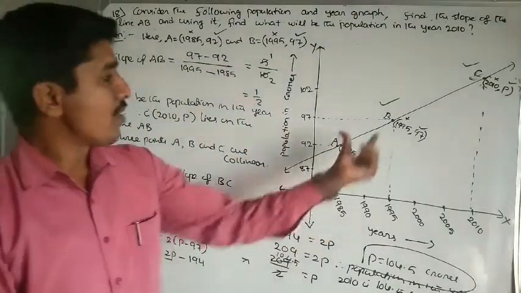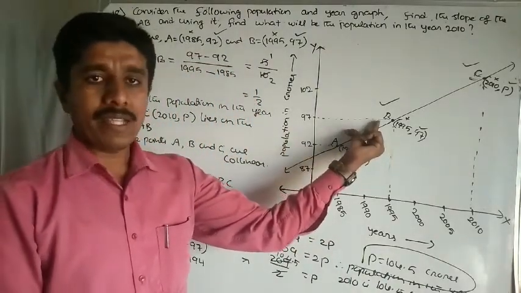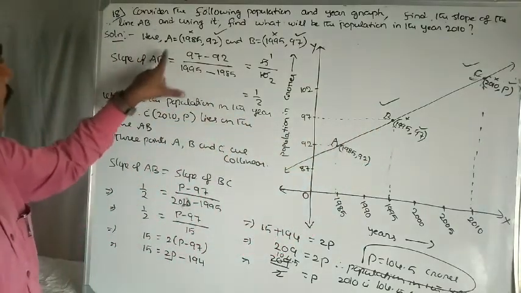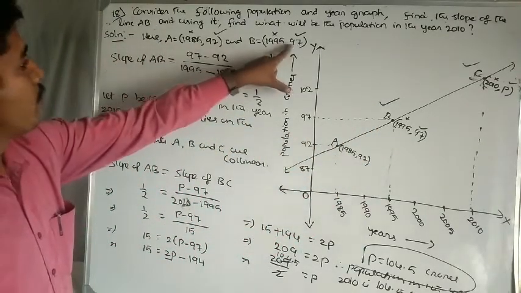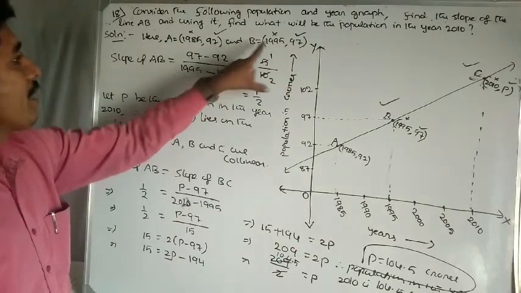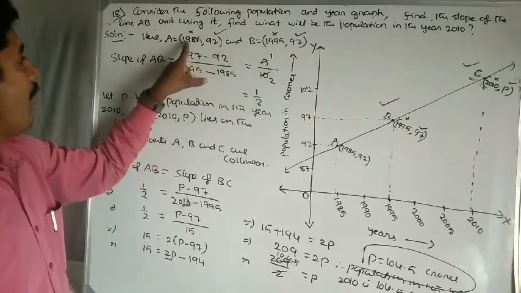Very easy problem. First find the slope of the line AB by using the slope formula. Slope of AB equals y2 minus y1, 97 minus 92, divided by 1995 minus 1985.